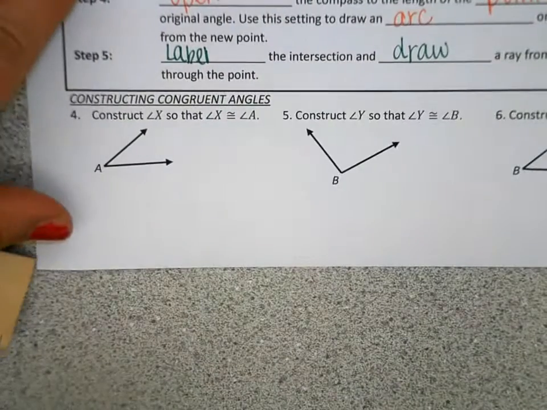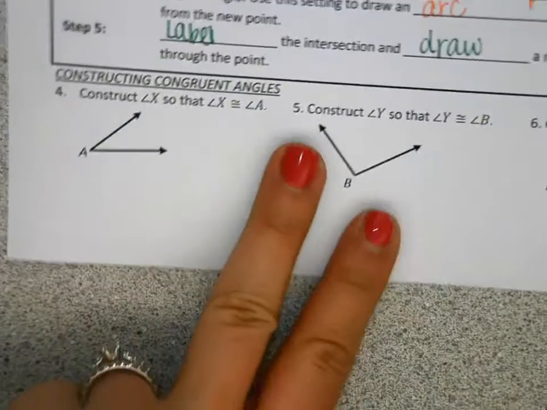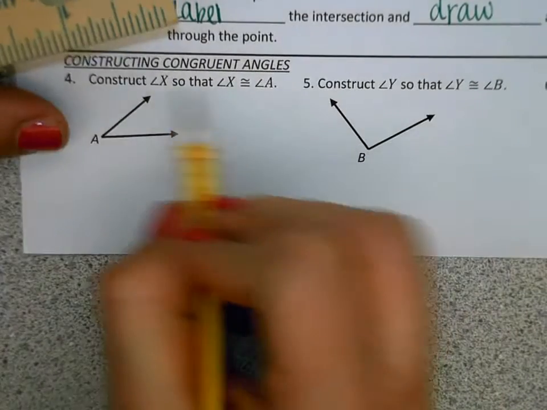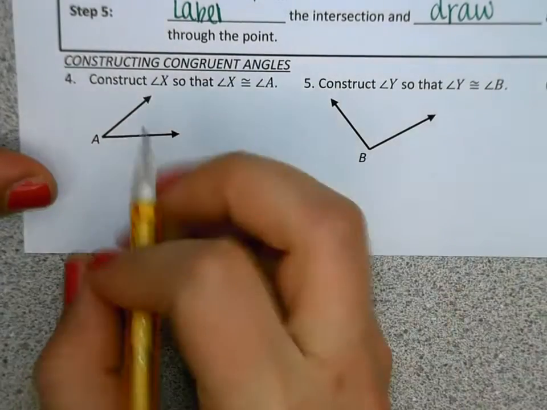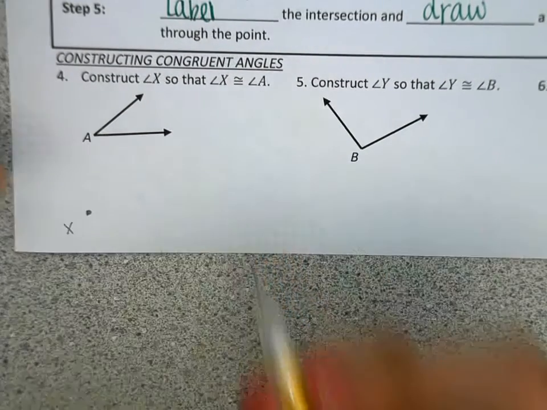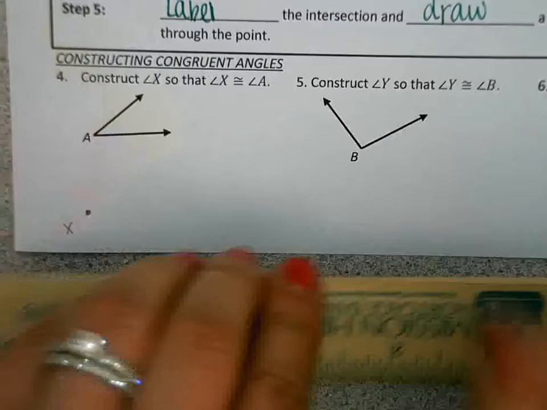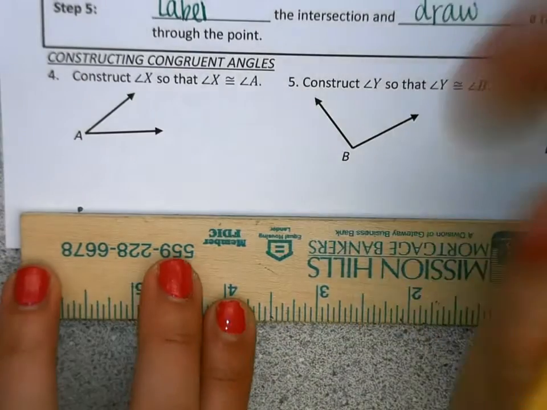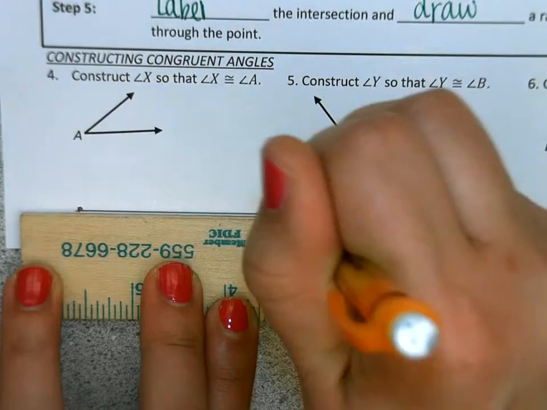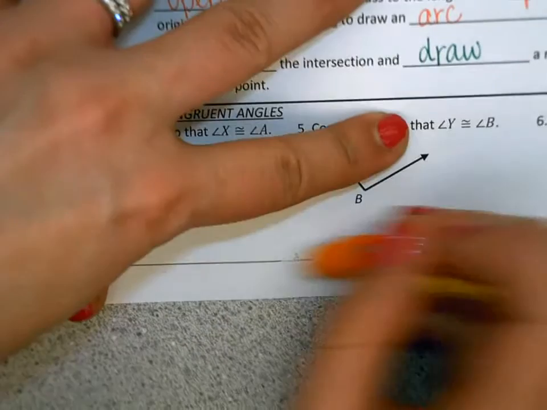So I'm going to zoom in so that we can look at this a little bit better. Okay, so we always start with a point and a ray. So we're going to construct an angle called X. So I'm going to move it down just a little bit. I'm going to label it X, draw a ray. Oh, that's kind of long. Doesn't have to be that long.